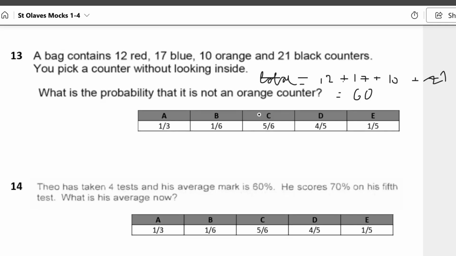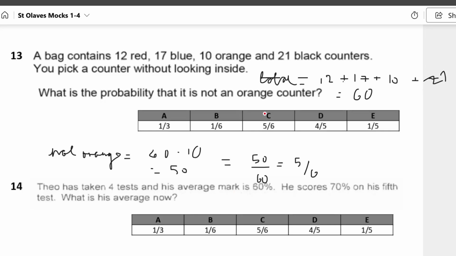Therefore, if we need to find the probability that it is not orange, it would be easier. We know there are 10 orange counters. Not orange is equal to 60 minus 10, because all the rest will be not orange. So 60 minus 10, we end up with 50 counters in total that aren't orange. So this is going to be 50 over our total amount of counters, which is 60, which we can simplify to 5/6. And that is going to be C.